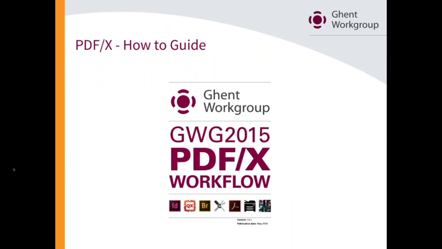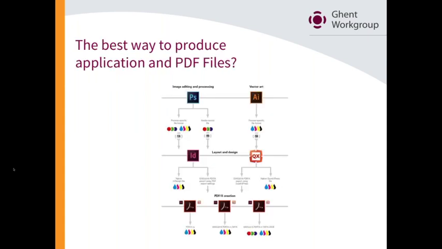For example, we came out this year with GWG 2015, and it doesn't mean it's old. It just means it's the last time we updated it, and we didn't update it because, as you saw, PDF hasn't been updated since 2008. We'll be coming out with a new version in the near future, but this is very relevant even today. So what's in that document? It's actually a multi-page white paper, not just a simple one: what's the best way to produce application PDF files?